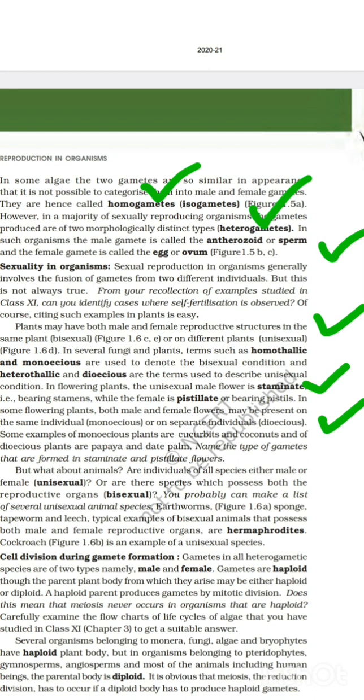But what about animals? Are individuals of all species either male or female, unisexual, or do the species possess both reproductive organs, called bisexual? You can probably make a list of several bisexual species. Earthworm, sponge, tapeworm, leech are typical examples of animals that possess both male and female reproductive organs and are called hermaphrodites. But cockroach is an example of a unisexual species.